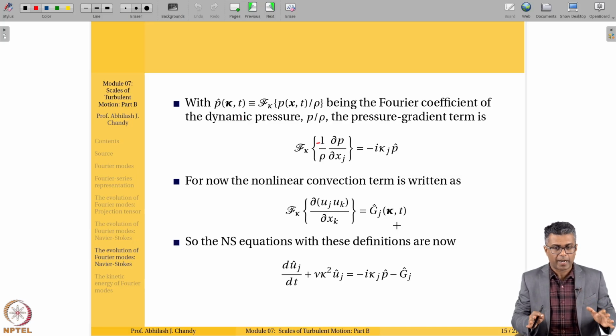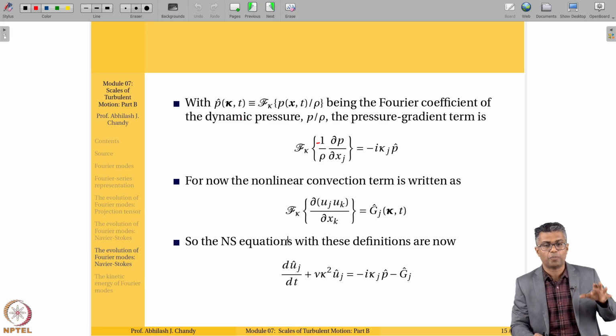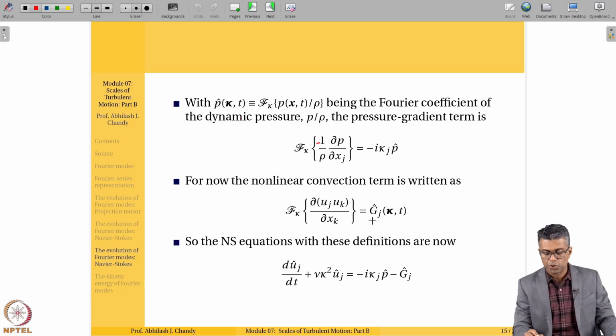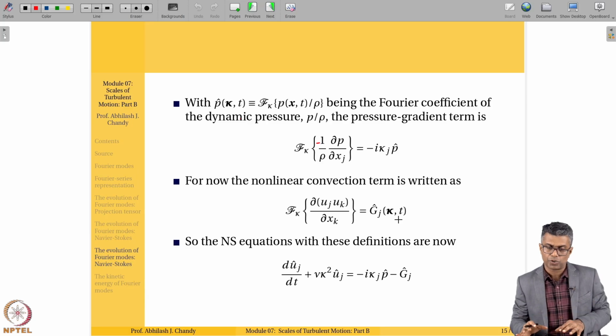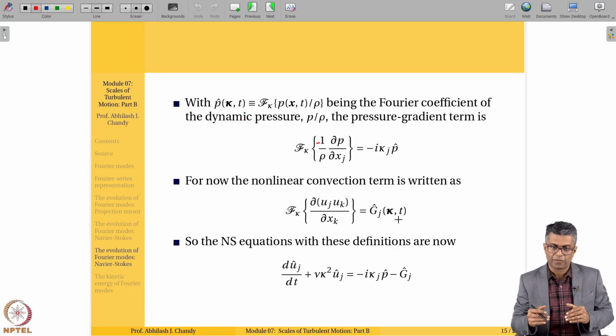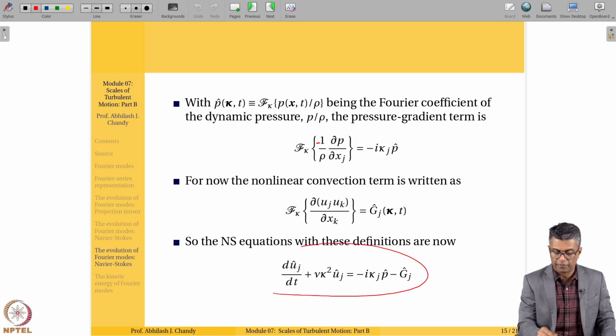So you will see the connection soon. But for now, I am going to write the Fourier transform of the nonlinear term as g hat j kappa comma t, which means if I plug in all my manipulations and derivations that I've gotten so far for each term into the Navier-Stokes equations, this is what I have.